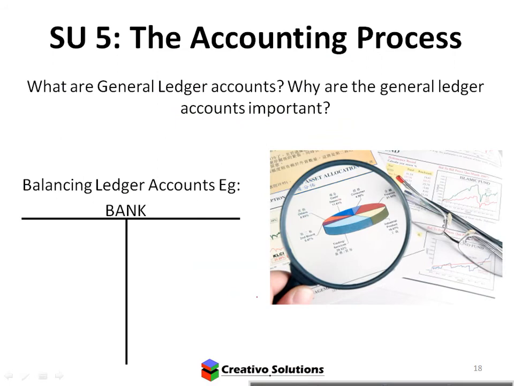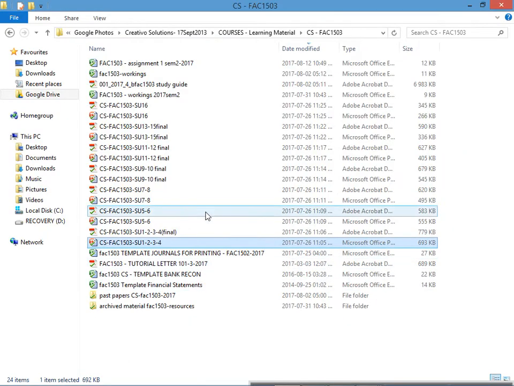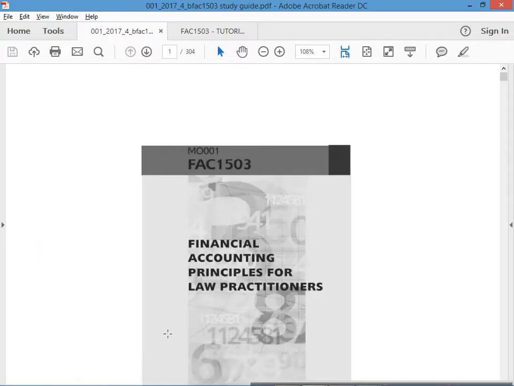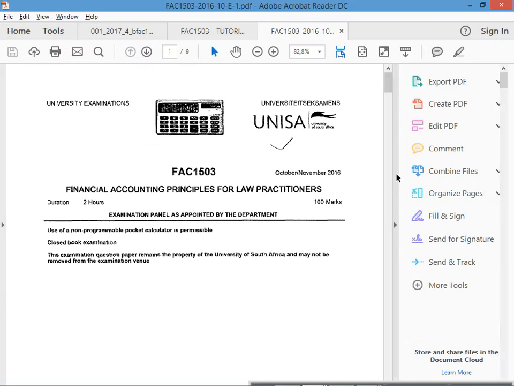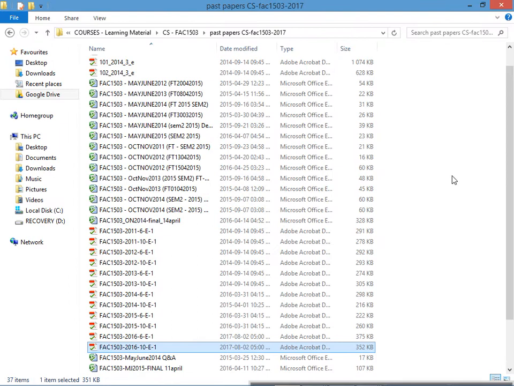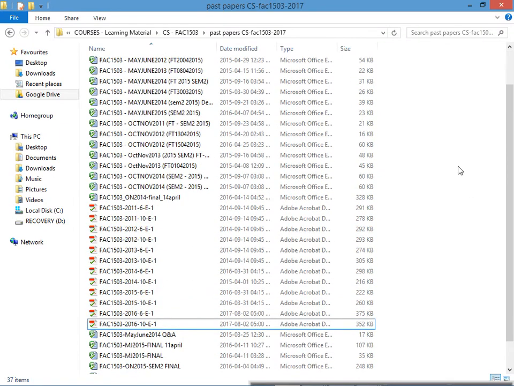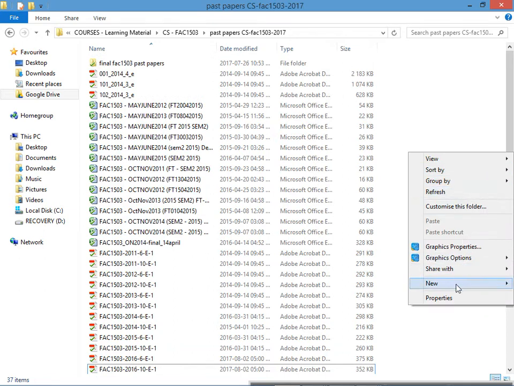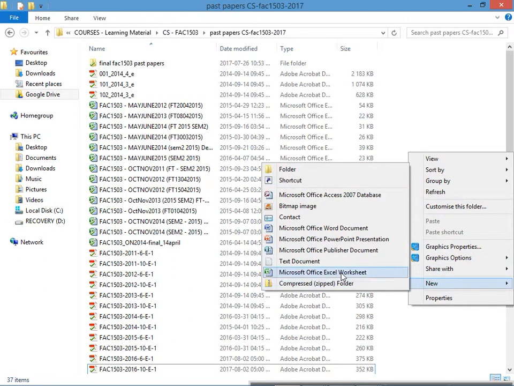Maybe before we look at the general ledger, let's apply what we know. Okay, so I'm going to quickly just change focus slightly. I'm going to open up the past paper that you guys have. Okay. October, November 2016. Okay, let's create a solution for the first question. Right, you'll get solutions for all of them later on. Okay, I've got lots of them for you to practice.